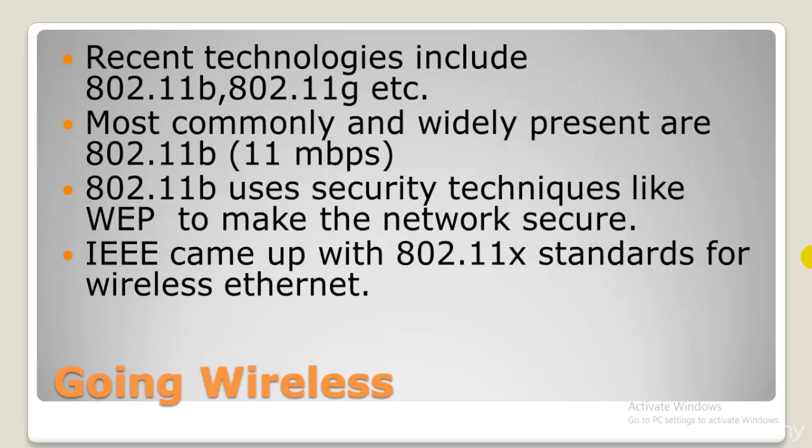To start with, there are different types of securities. Recent technologies have 802.11b and 11g. Most commonly used is 11b, that's up to 11 Mbps, while 11g is not that famous, but it's used in very large companies because of its extremely high speed. 802.11b uses security techniques like WEP to make the network secure, but WEP is not that secure in my experience, and even if you check on the internet, it's very easy to crack the WEP encryption. And finally we have the IEEE that came up with the 802.11x standards for wireless Ethernet.